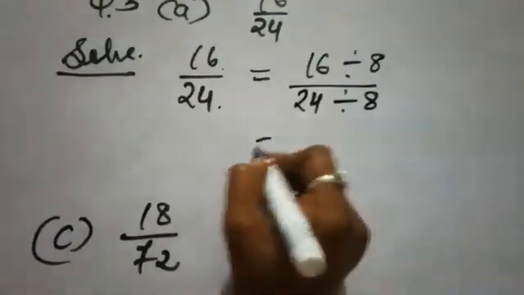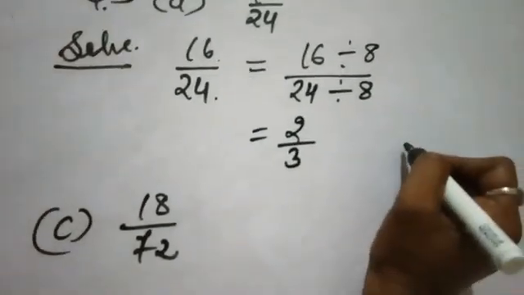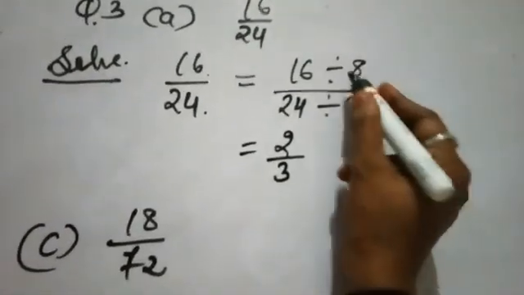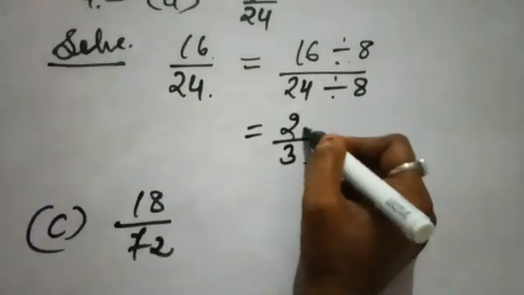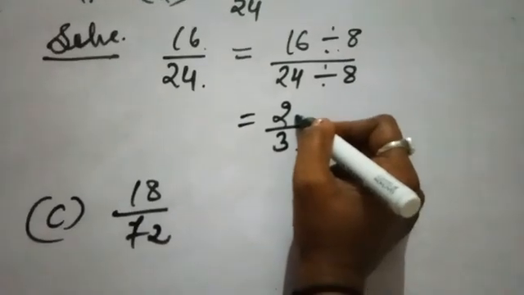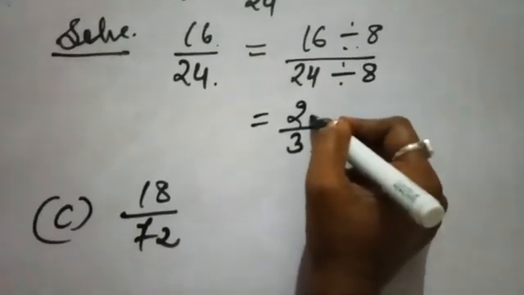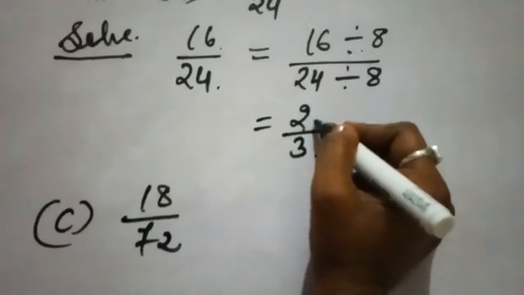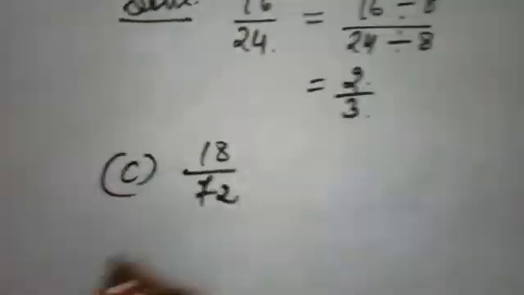So 8 2s are 16, and 24 divided by 8 is 3. So our answer is 2 upon 3. When we see 2, the factors of 2 are only 1 and 2, and 3 is divisible by 1 and 3. So this is the simplest form.